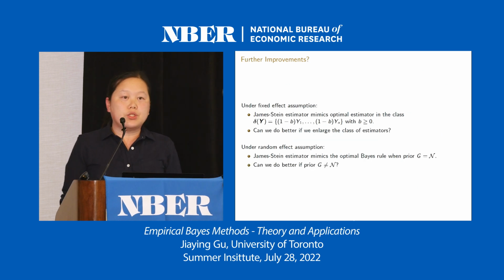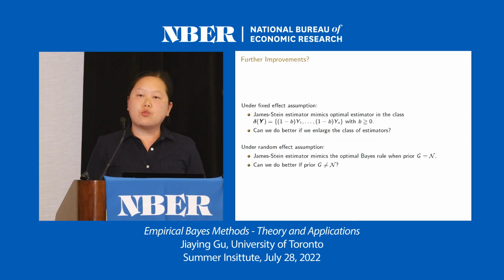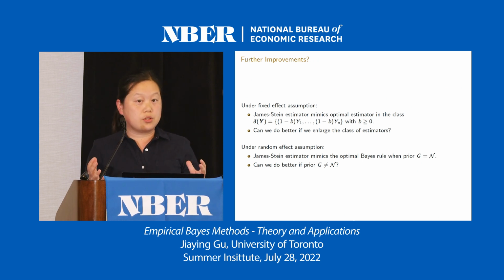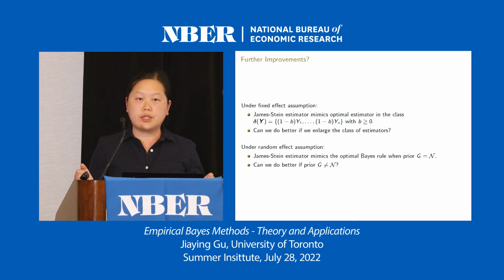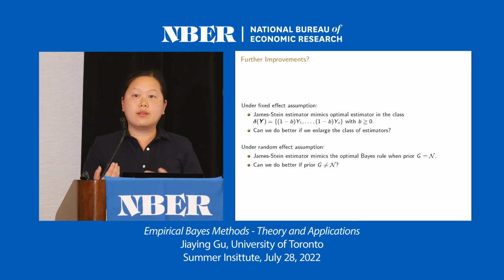Now, a natural question to ask is whether there is room for further improvement, right? Recall the intuition that under the fixed effects assumption, the James-Stein estimator is trying to mimic the optimal estimator in the class of linear shrinkage estimators. Can we do better if we enlarge this class? Using the random effects assumption or the Bayesian context, the James-Stein estimator is mimicking the optimal Bayes estimator when the prior is normal. Then the natural question becomes, what if the prior is not normal?